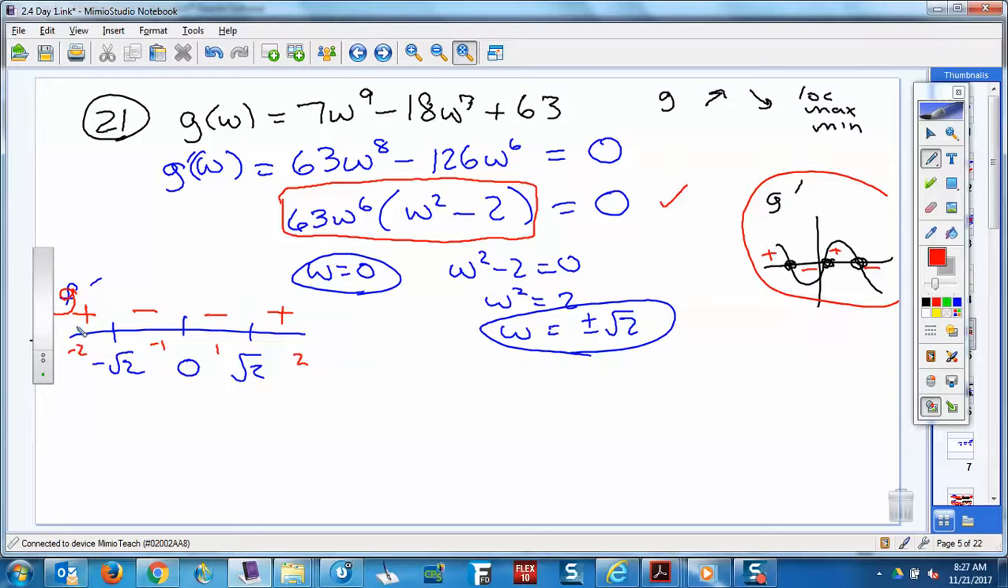Okay, but this G prime information tells me G is doing what? Up, down, down, up. Local max, flat spot, because this is a stationary point, remember, this is where the derivative is 0, so it's a flat spot, local min. So we got a max, flat spot, local min, goes back up, okay?